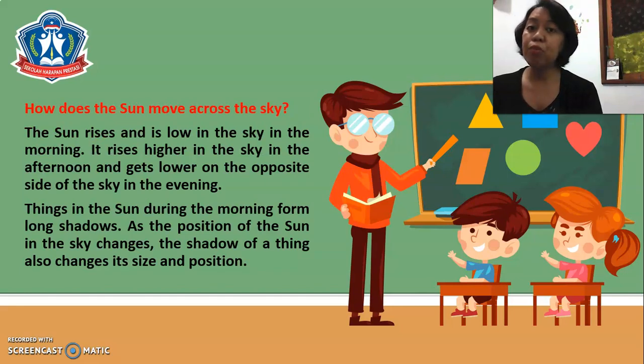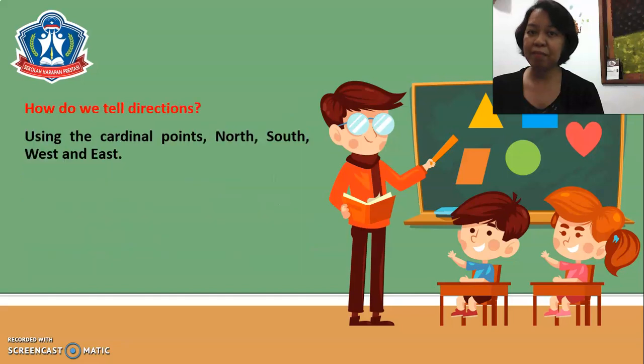How does the sun move across the sky? The sun rises and is low in the sky in the morning. It rises higher in the sky in the afternoon and gets lower on the opposite side of the sky in the evening. Things in the sun during the morning form long shadows. As the position of the sun in the sky changes, the shadow of a thing also changes its size and position. That's why the shadows will keep changing from early morning, in the afternoon, and in the evening.